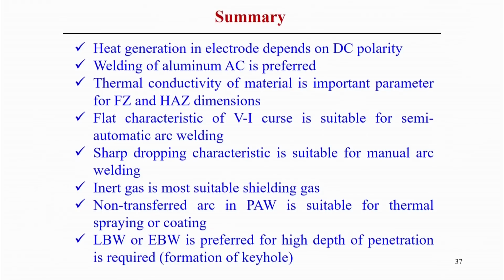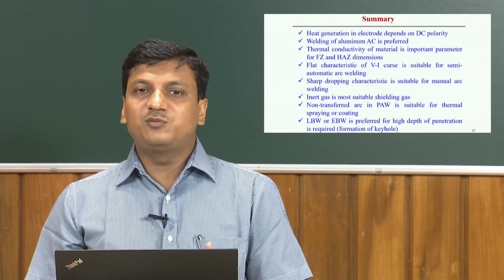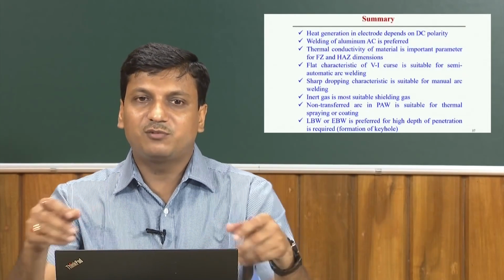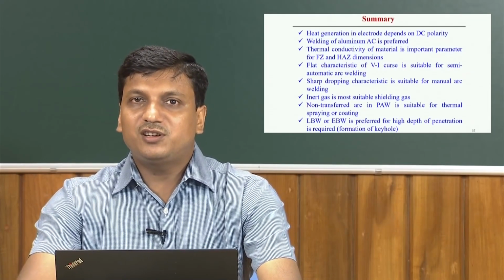Now, when we discuss the type or nature of the power sources required for different welding processes, in general we can say the flat characteristic of the voltage and ampere current curve is suitable for semi automatic arc welding processes, but on the other hand the sharp drop characteristic type of power source is more suitable for the manual arc welding process.